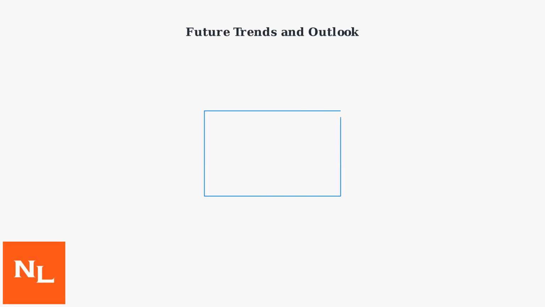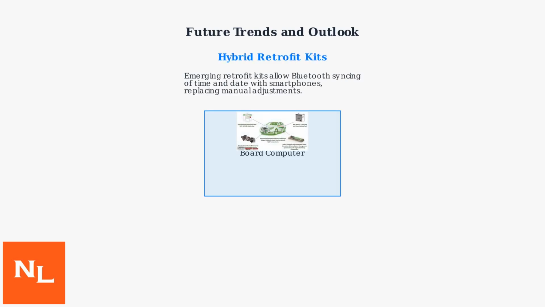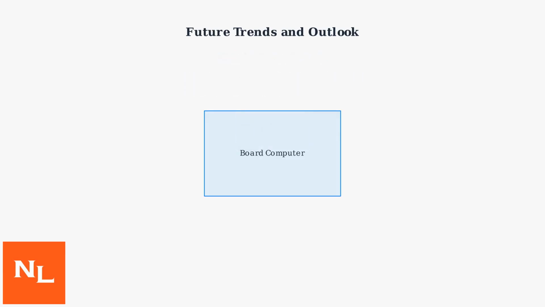Looking ahead, automotive technology is evolving rapidly, and the Opel Astra H GTC's onboard computer is no exception. Trends are shifting from manual adjustments to digital integrations that make time and date management more convenient. Hybrid retrofit kits are becoming popular, enabling Bluetooth connectivity between the vehicle's onboard computer and smartphones. This allows automatic syncing of time and date settings, eliminating the need for manual navigation through menus.